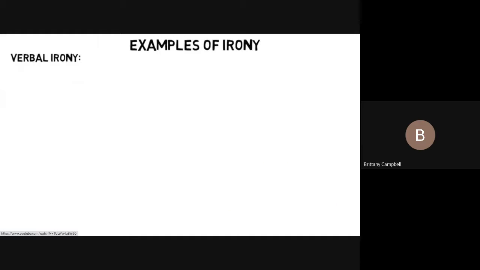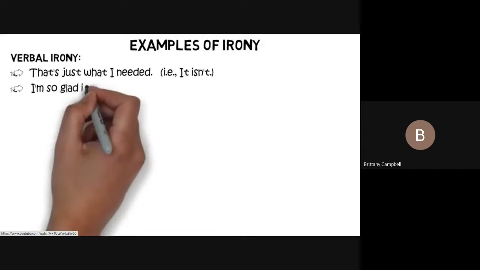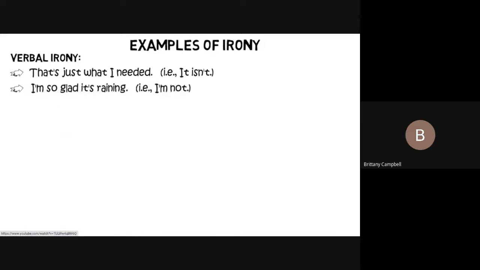So here are some more examples. Verbal irony. That's just what I needed. Said sarcastically. In other words, it isn't. I'm so glad it's raining. You're not glad it's raining. It's sarcasm.